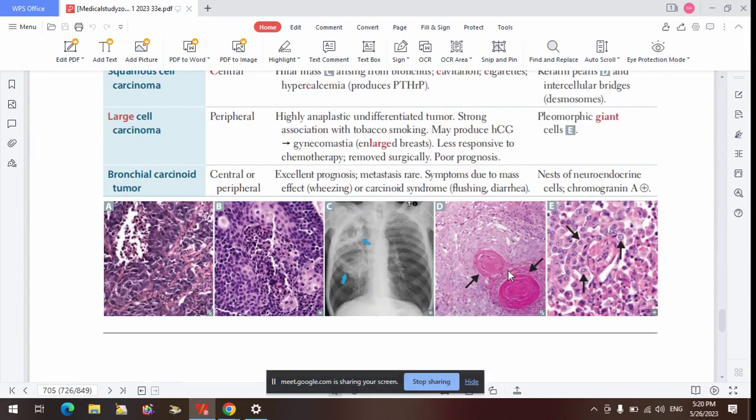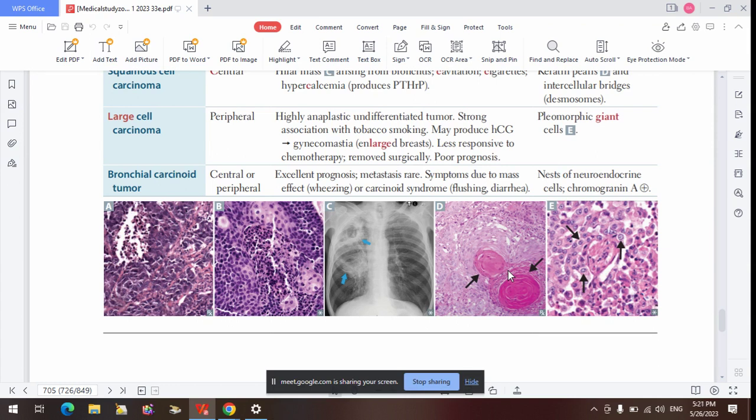You are not seeing features of squamous. You are not seeing features of small cell. You are not seeing anything that looks like your Kulchitsky cells. At the same time, you are not seeing features of squamous cell. You are not seeing your keratin pearls or desmosomes, and you are not seeing features of adenocarcinoma. You are not seeing any glandular structures that secrete mucin. That is what you are likely dealing with. It's a very undifferentiated tumor.